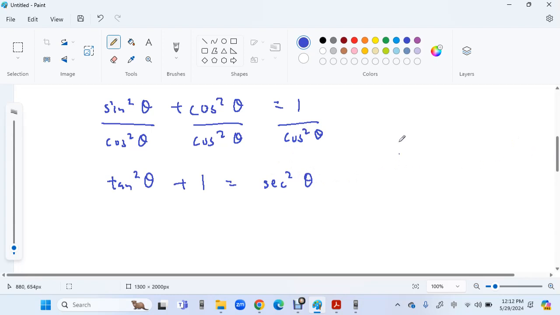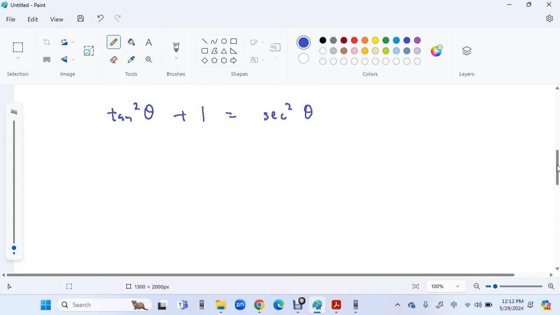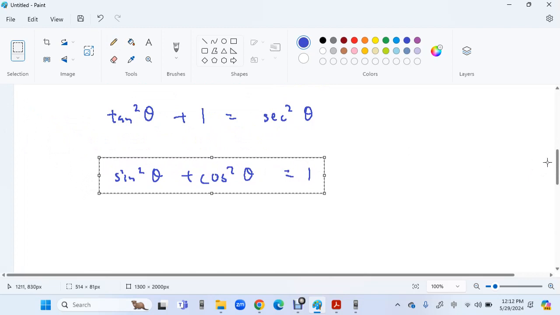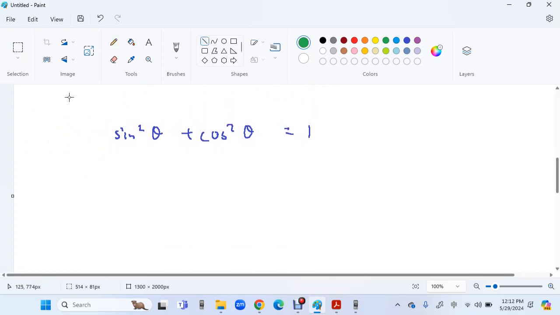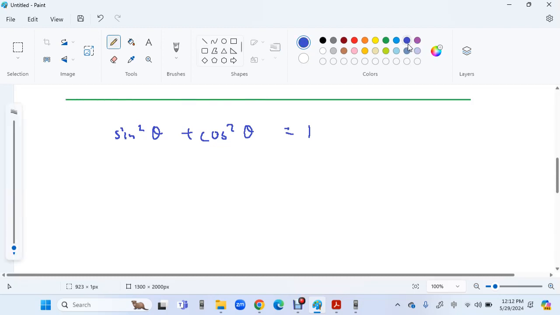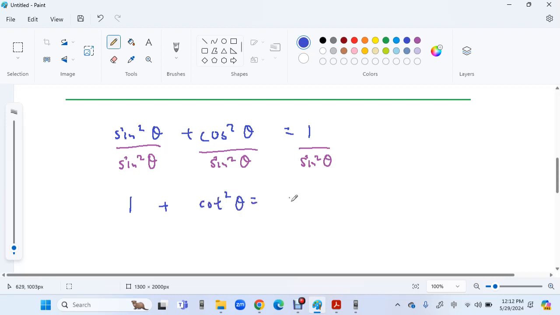Okay, so at the same time, I also have the sine square theta over the cos square theta here. So now if we divide by the sine square theta, then sine over sine is 1, cos over sine is the cotangent square. Then this is the cosecant square theta.